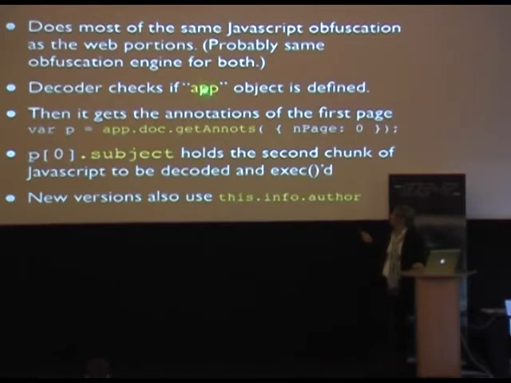So it checks if there's an app object defined, and if not, it goes through a code path where it just generates a bunch of gibberish. But it'll generally grab an annotation, which is basically like a sticky note you can stick on a page, and pull the subject of the sticky note out and exec it. And there's a couple other fields in the document that can be used for this also.